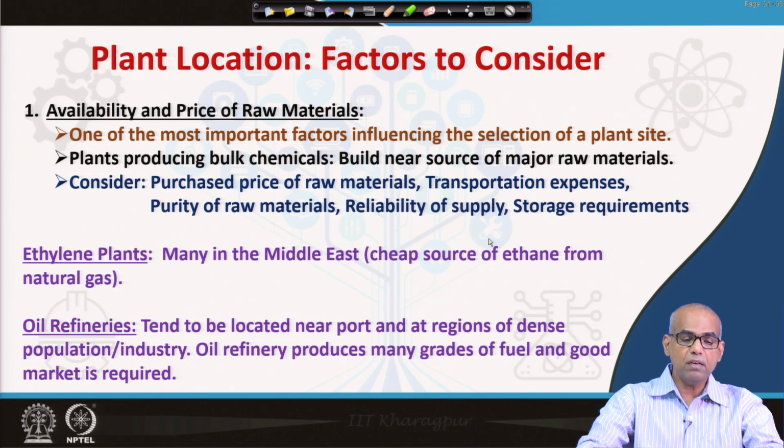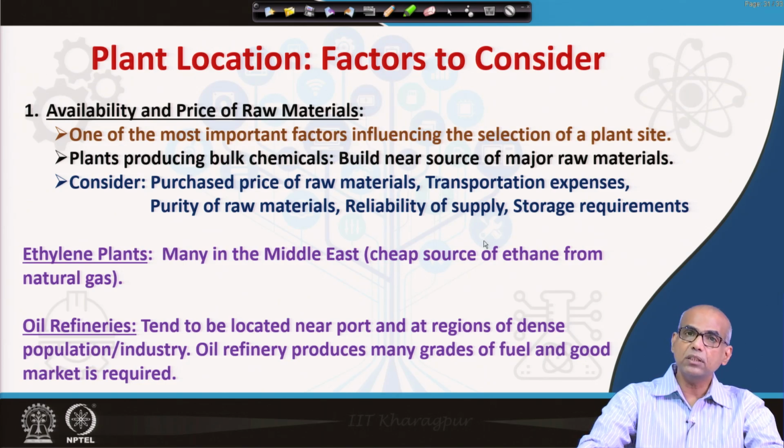You will see that many ethylene plants are located in the Middle East. The reason being the cheap source of ethane from natural gas is available there. On the other hand, oil refineries tend to be located near port and at regions of dense population or where there is clusters of industries. Oil refinery produces many grades of fuel and good market is required in terms of dense population or several industrial presence.